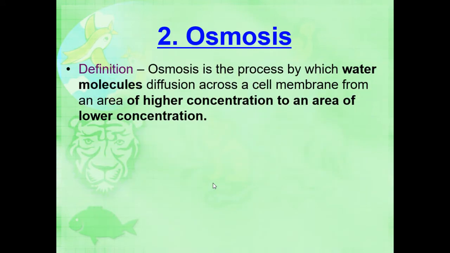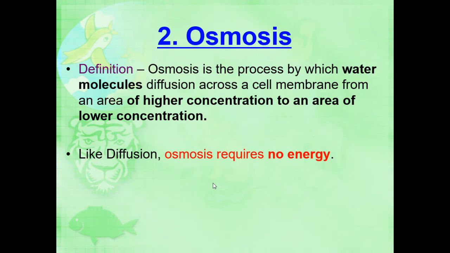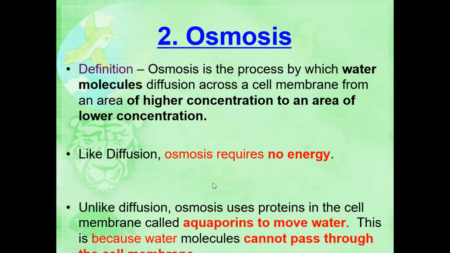By definition, and we probably went over all this in our vocab already, osmosis is the process by which water molecules diffuse across a cell membrane from an area of higher concentration to an area of lower concentration. Now, like diffusion, osmosis requires no energy, and there is your first note to write down for today. Pay attention just to the red stuff.